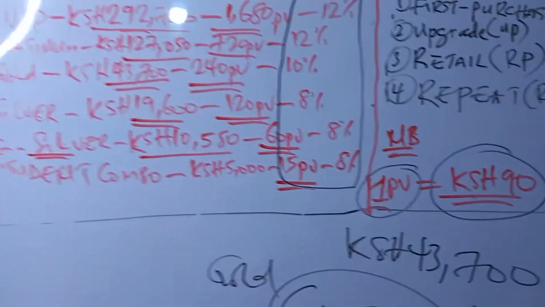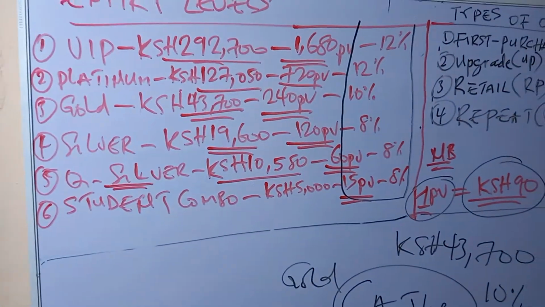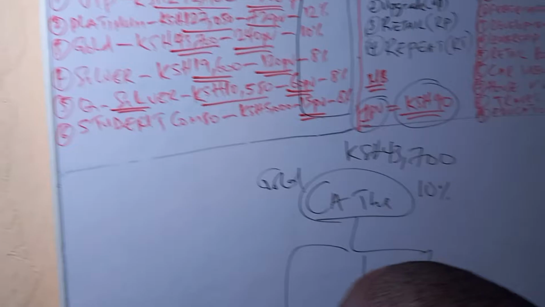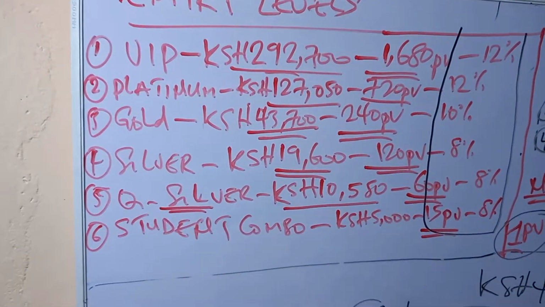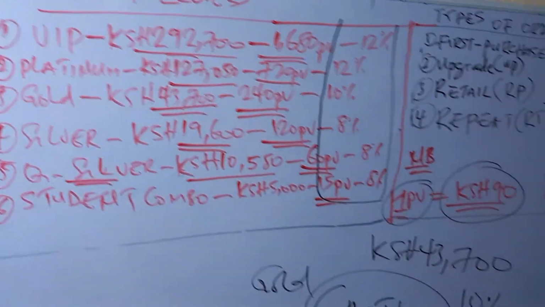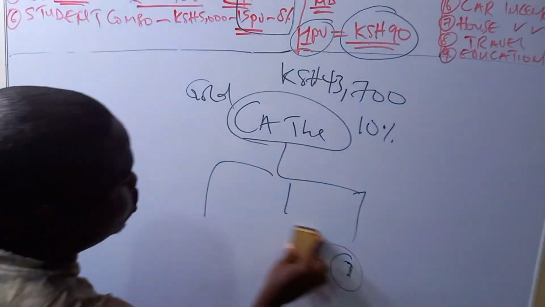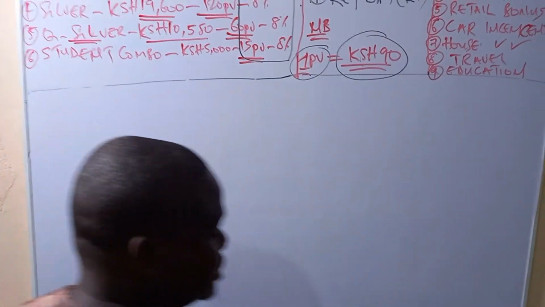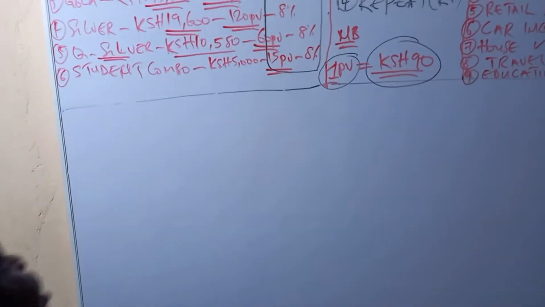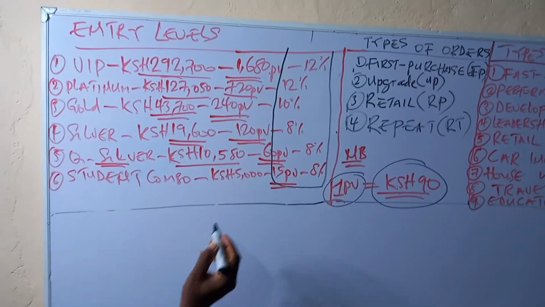So you've understood the entry packages. Whatever amount you spend on a particular entry package, be it student combo, Q Silver, silver, gold, up to VIP, you get products worth the package. The packages are not fixed except for only the student combo.